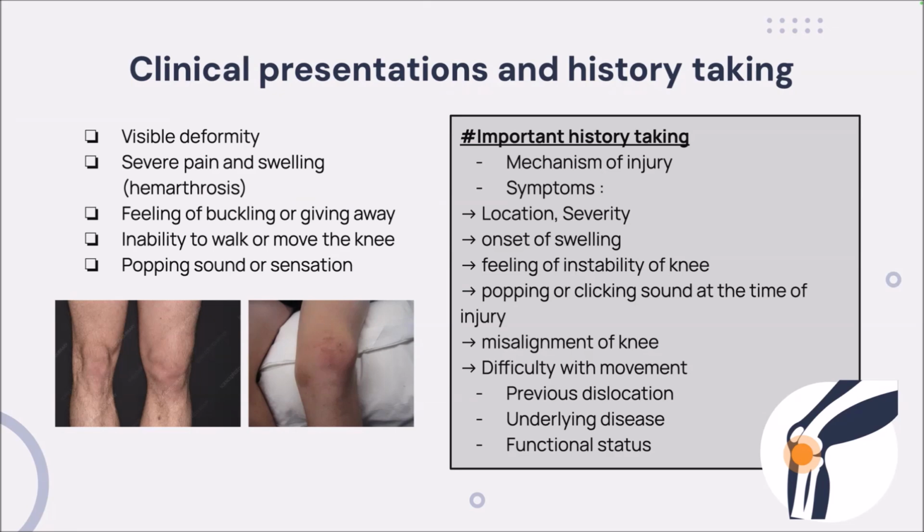As already said, the patient might feel difficulties when moving the legs. For the important history taking: the mechanism of the injury, how the injury occurs, direct blow, twisting or jumping, or sudden quadriceps contractions. The symptoms, including location, severity of pain, onset of swelling, feeling of instability, popping, clicking or snapping sound, visible misalignment, and difficulty moving the knee. Also the important past history.